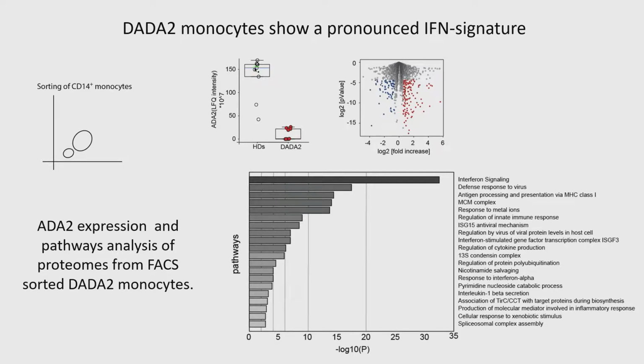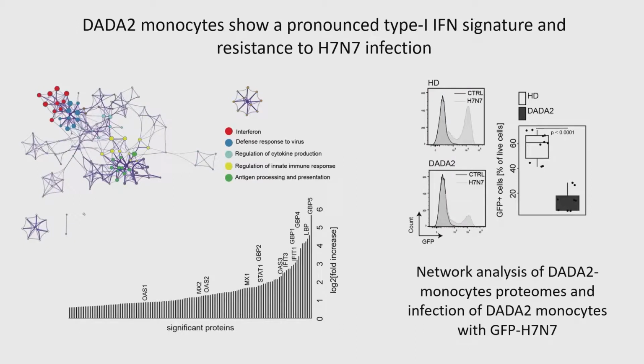As already mentioned, we also observed in an unbiased way, looking only at monocytes, that these cells show a very strong and quite impressive increase in type 1 interferon response and related pathways like response to viruses. This is another kind of analysis, a network analysis, where you can see the interferon response and other related pathways, and here you can see some of the proteins that are most upregulated, and there are many of them in the interferon pathway.